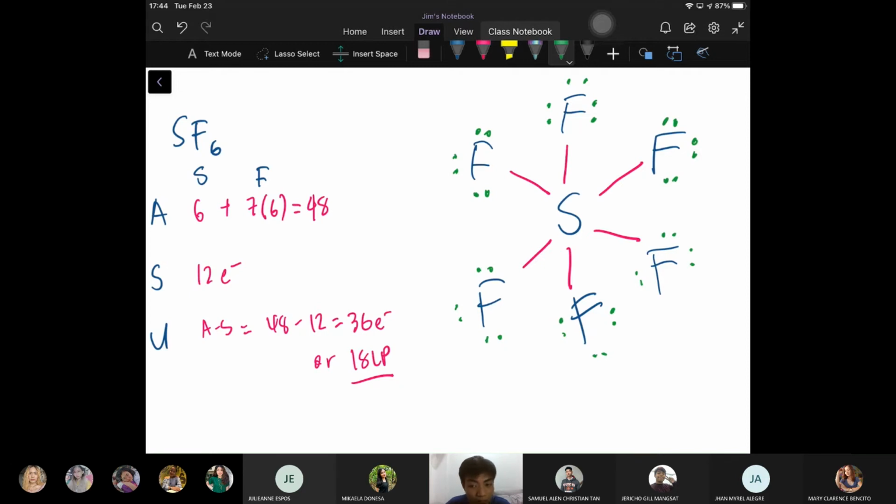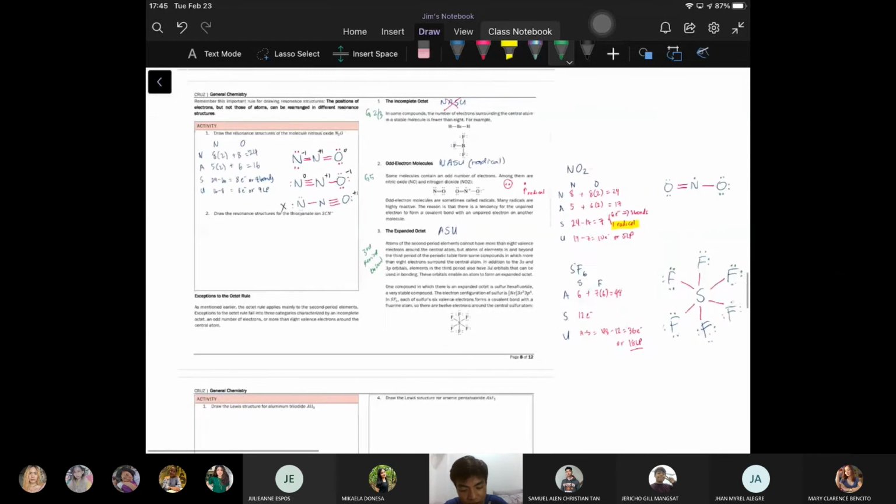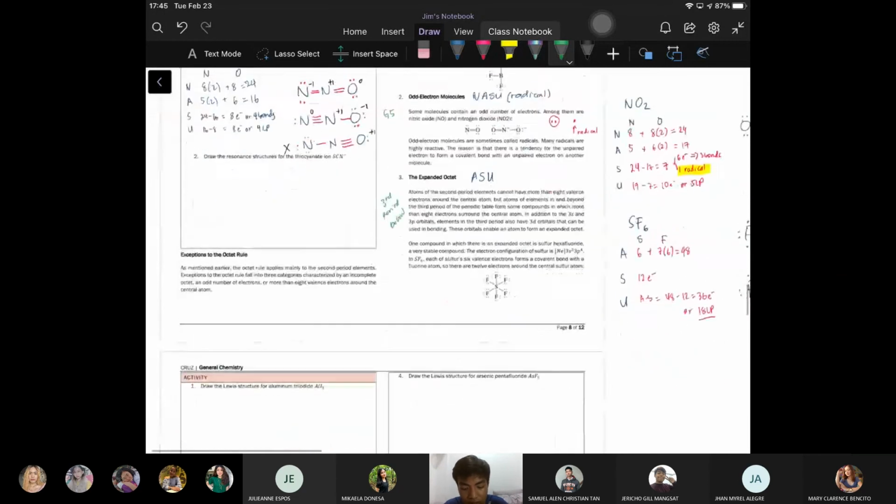Tapos bilangin mo how many bonds ang ginamit to connect all the terminal atoms to the central atom. That will be your shared electrons. And then yung unshared, ganun pa rin. Nothing changed. So A minus S equals unshared. Divided by 2, you will get the lone pairs. Again, distribute the lone pairs on the terminal atom before the central. Okay? So that will be the 3 violations or 3 exemptions to the octet rule.